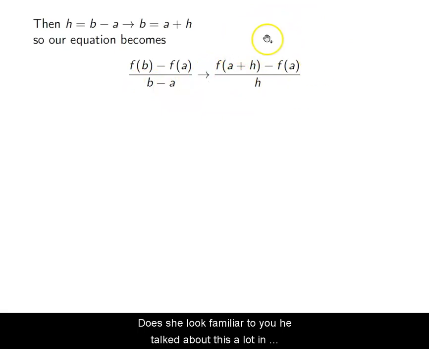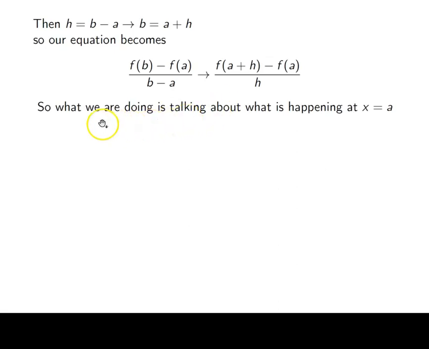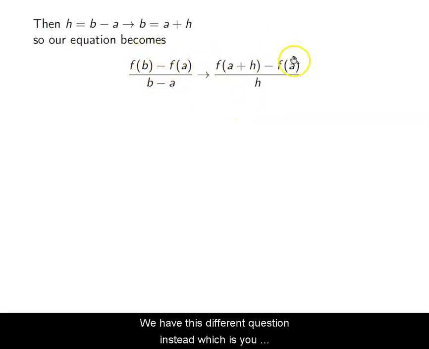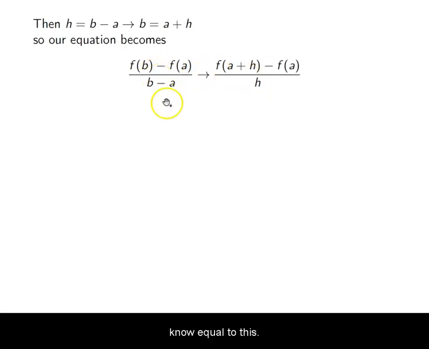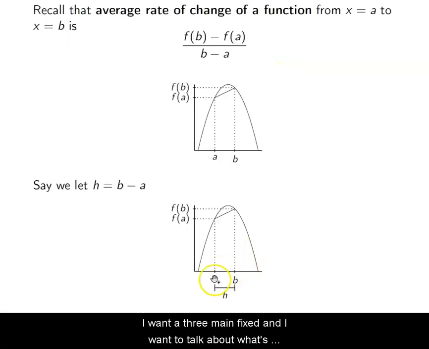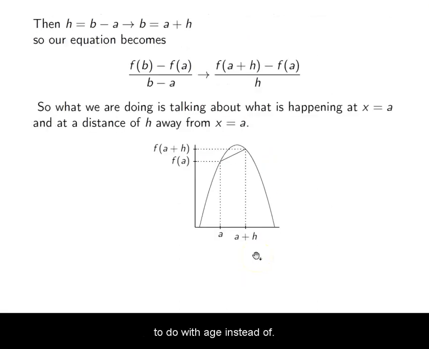This should look familiar to you. We've talked about this a lot in this course. We call it the difference quotient, right? But now we're talking about its relationship to calculus, right? So what we're doing now is we're talking, instead of about 2 points, B and A, when we have this difference quotient instead, we're instead talking about what's happening to A, which is what's important to me. I want A to remain fixed, and I want to talk about what's happening a distance of h away. So everything has to do with h instead of these 2 points, right? So we're just kind of reframing the way that we're looking at things.